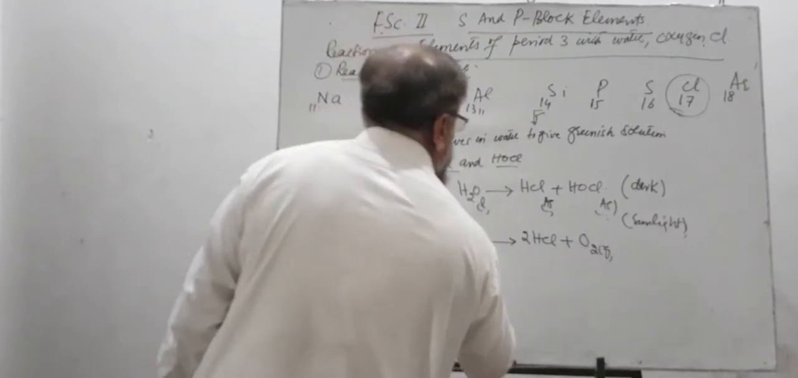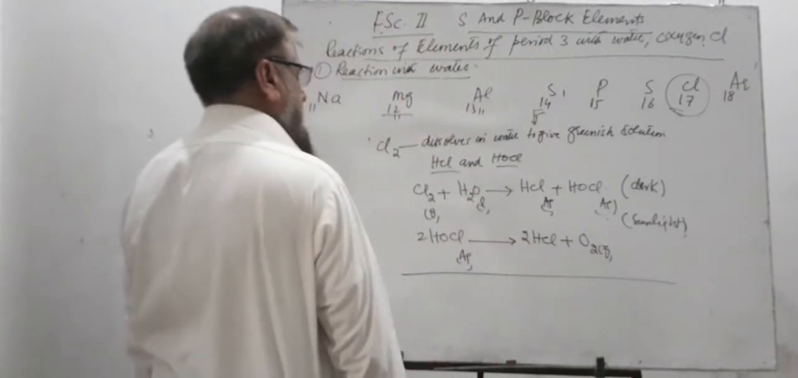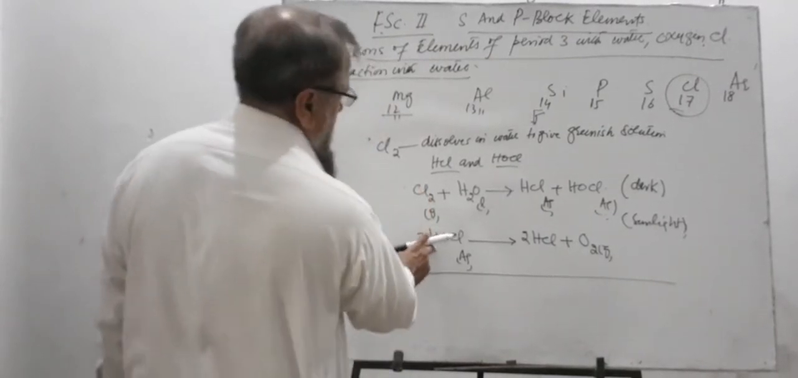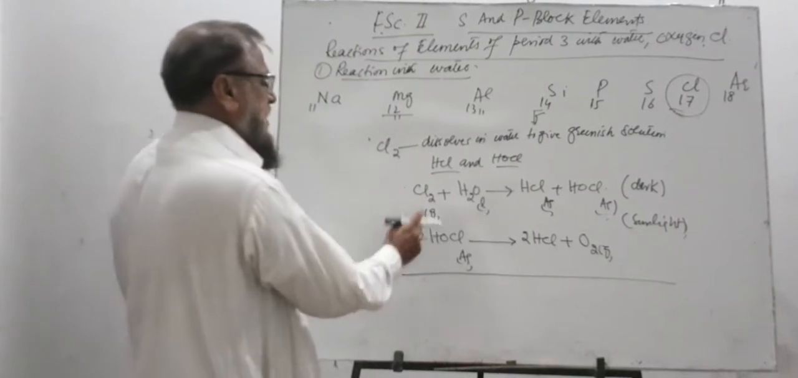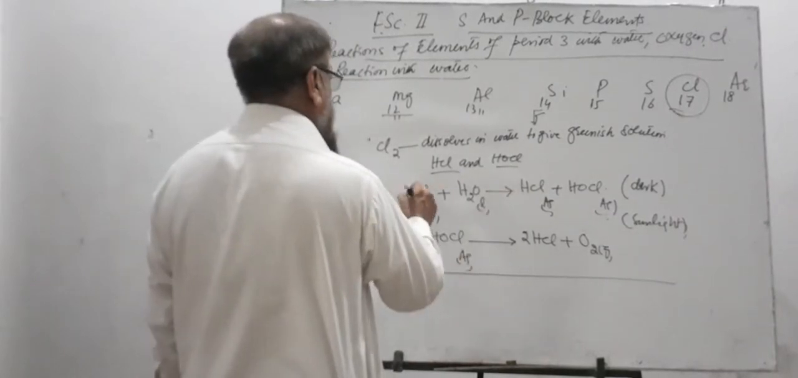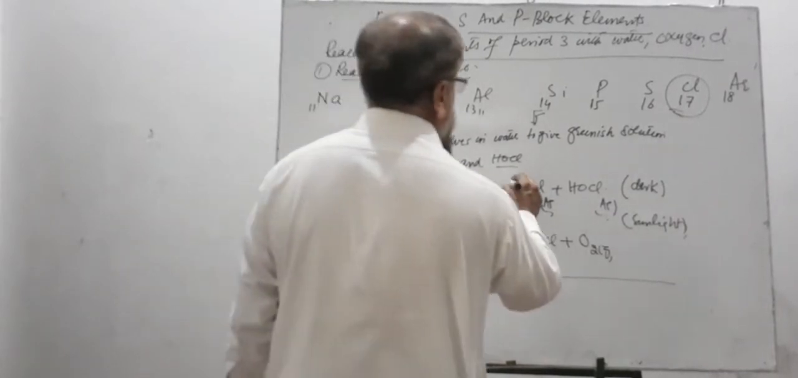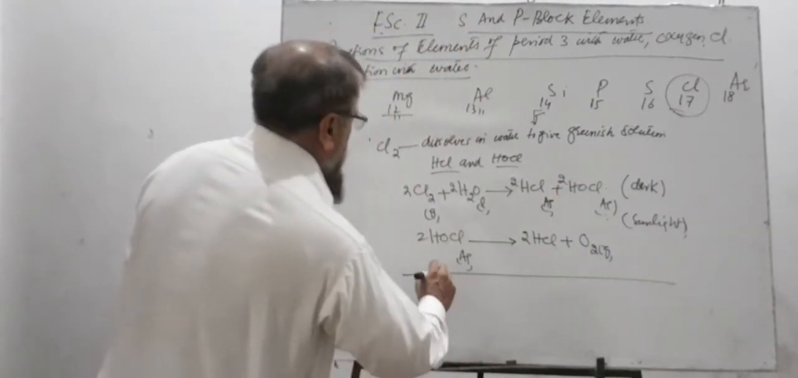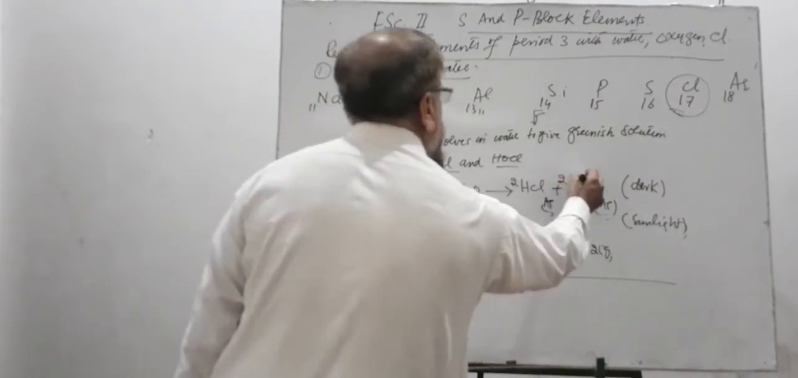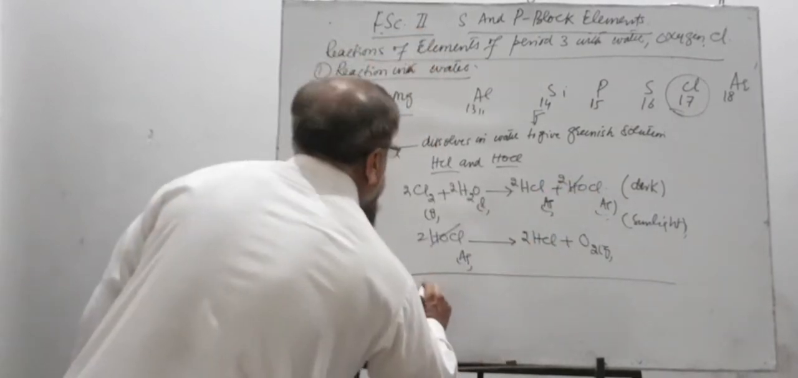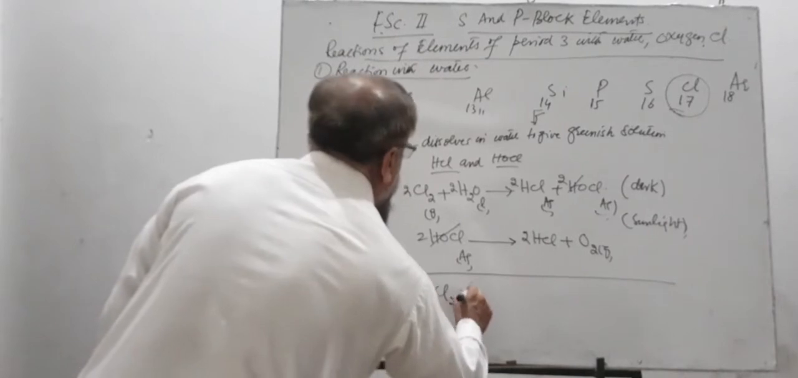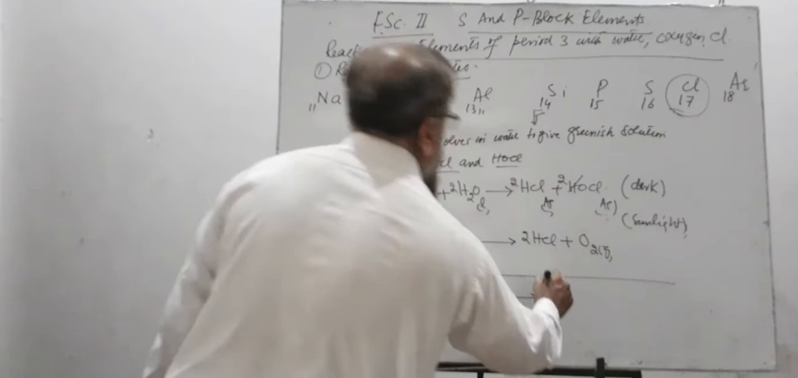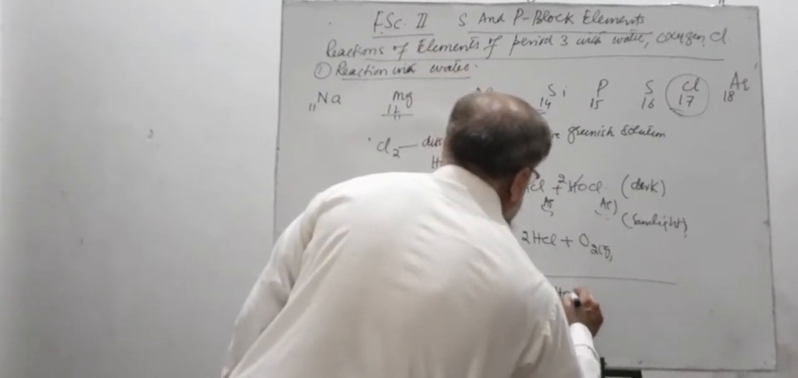Thus, the overall reaction in the presence of sunlight, here we balance the first equation. In the second reaction, we have used 2 moles of HOCl. Therefore, in the first reaction we also balance it and we multiply it by 2. Now the overall reaction will be 2Cl2 plus 2H2O. We will get 4HCl plus O2.